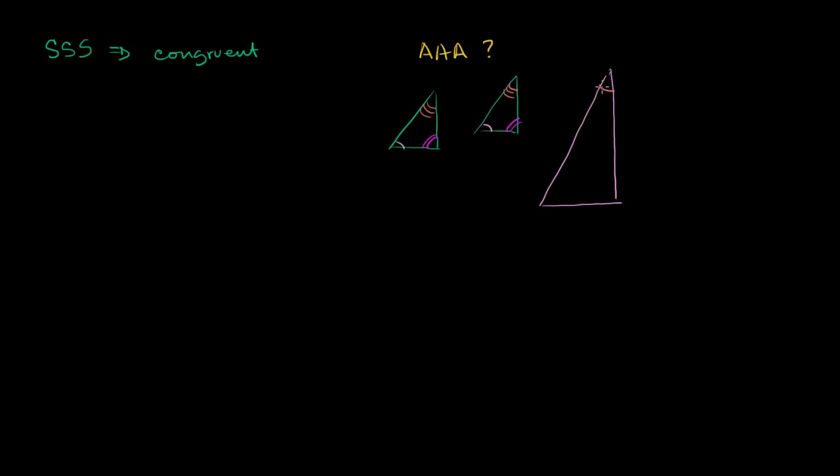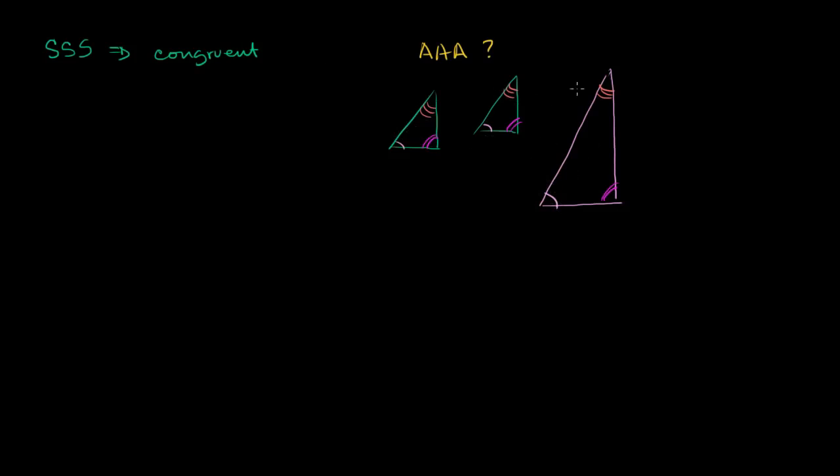That angle is congruent to that angle. This angle down here is congruent to this angle over here. And this angle over here is congruent to this angle over here. So all of the angles in all three of these triangles are the same. The corresponding angles have the same measure.